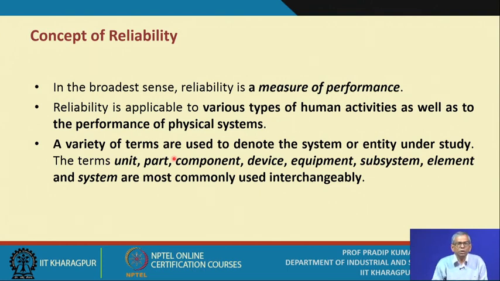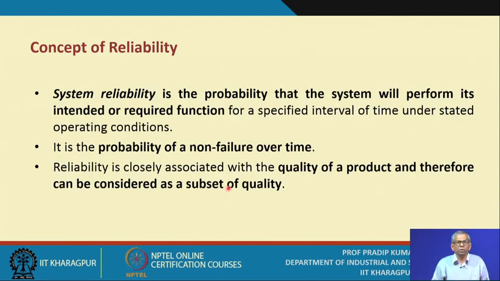Now whenever we try to model reliability for a system, a product or a process, a variety of terms are used to denote the system or the entity under study. The terms which we will be using are unit, part, component, device, equipment, subsystem, element and system. These are the terms most commonly used interchangeably. Okay. So we will be referring to all these terms whenever we model reliability.